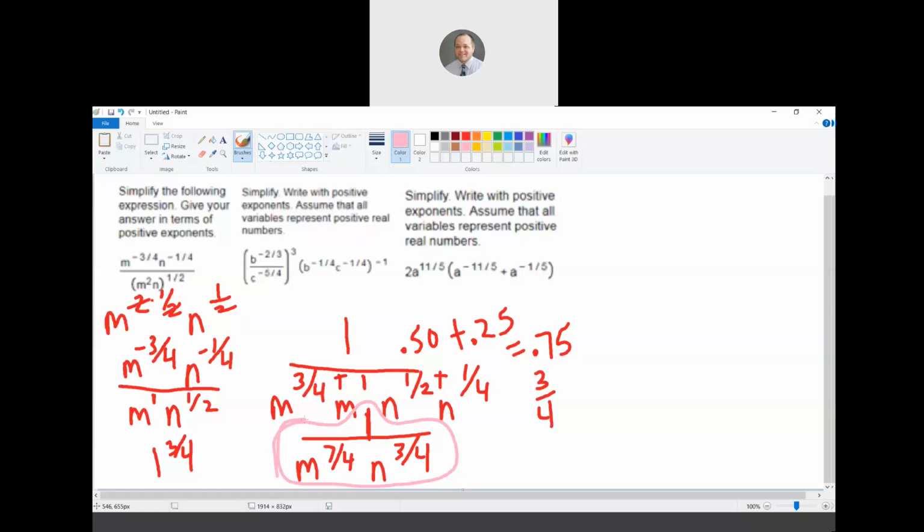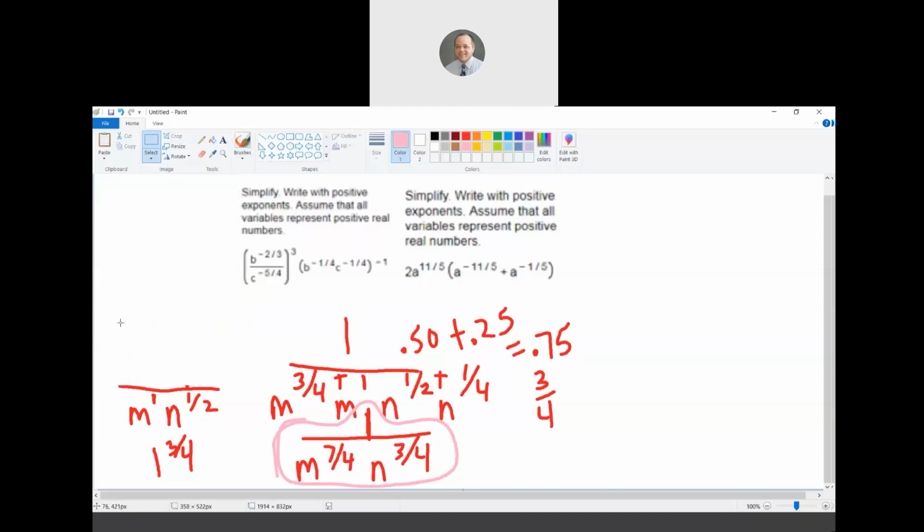Are there any questions about the first problem in this group? All right, let me go over the second problem with you. Make some room first by erasing everything.